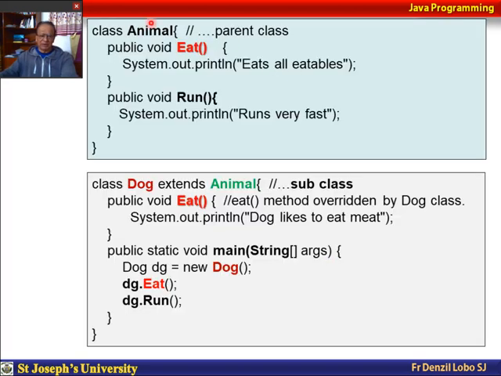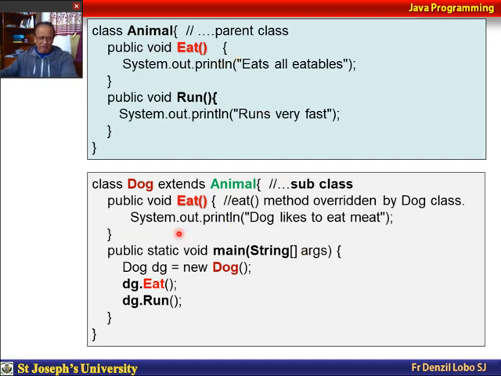So I have got an example here. This is a class called Animal. I have got a method called eat, and a method called run. This outputs "eats all", that is, the animal eats all eatables, whereas this one outputs "runs very fast", this animal runs very fast. Now I have got one more class, Dog. I have declared a class called Dog that extends Animal. That means it is inheriting the methods of the parent class. Extends refers to inheritance. It is inheriting these methods of the parent class.